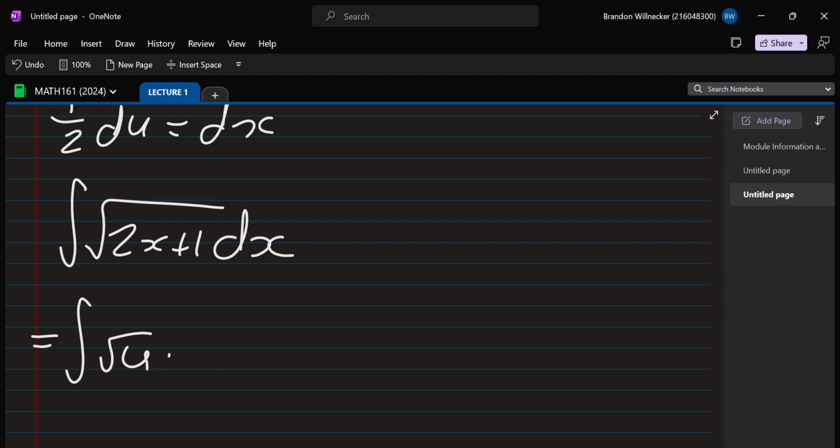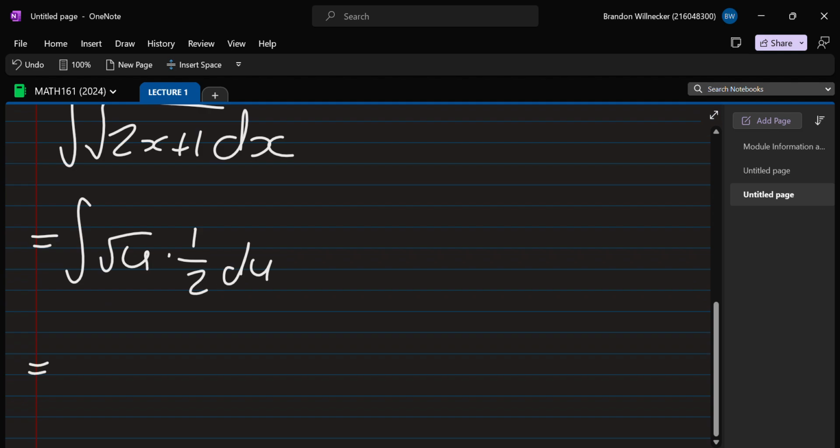dx, that becomes 1/2 du. Please don't forget the 1/2 when you are making that replacement. Okay, so the 1/2 we can take out, it's a constant. We don't need to worry about that. Root u, remember it's better to work with exponents, so that's going to be u to the half.